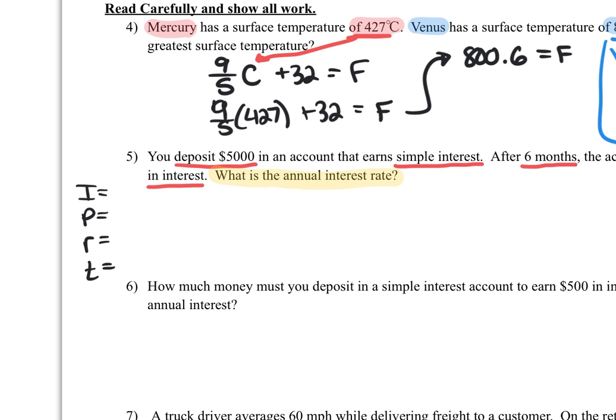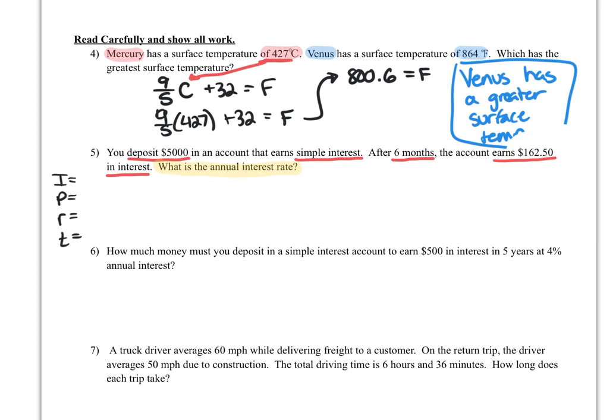Well, we deposited $5,000. Yes, where it says $162.50 in interest. That's our interest. So $sign $162.50. Good. Okay, right here. That's our I. Our principal amount is that $5,000 that we deposited. Very good. Okay, so $sign 5,000. And that was right in the beginning. You deposited $5,000.